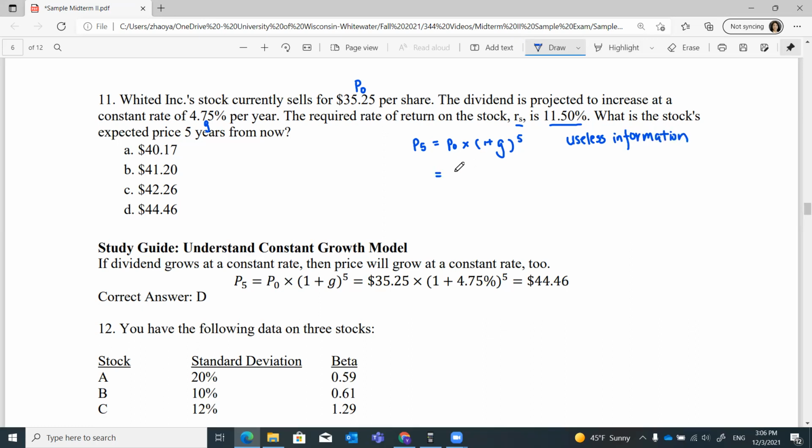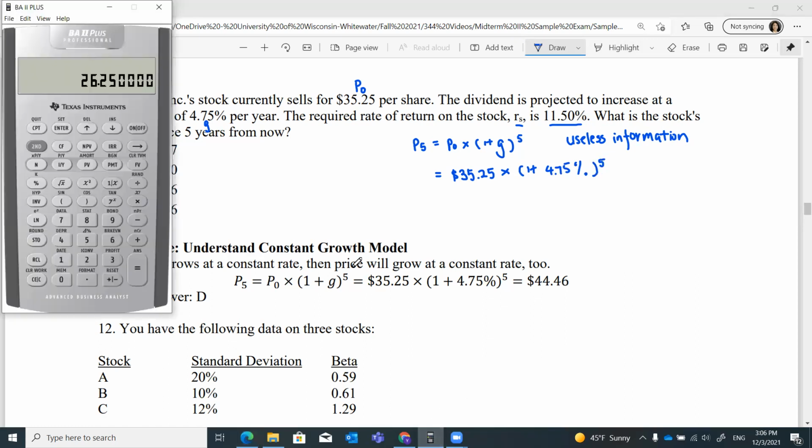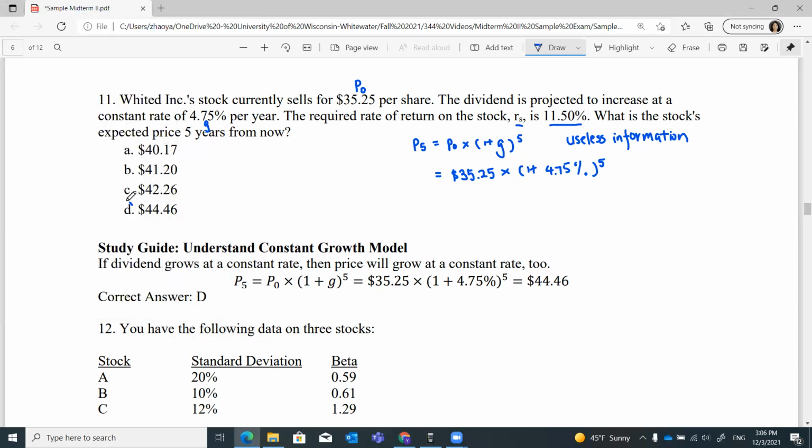So P5 equals 35.25 times 1 plus 4.75% to the power of 5. Let's do the calculation here. 1 plus 0.0475, that's 1 plus the growth rate, to the power of 5, times 35.25. So it's 44.46. Correct answer is D.